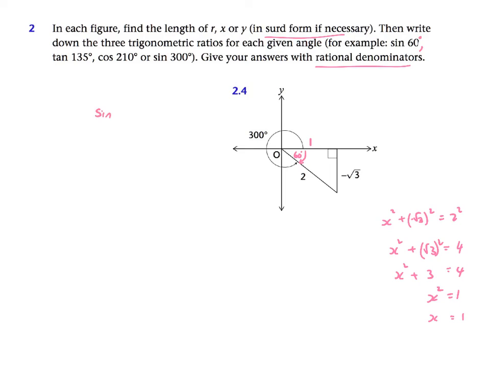So therefore sine of 60 degrees is going to equal opposite over hypotenuse, minus root 3 over 2. Cos of 60 degrees is going to equal 1 over 2. And tan of 60 degrees is then going to equal minus root 3 over 1, right? So that, of course, would be the same ratio as sine of 300. That's the same ratio of cos of 300, and that's the same ratio of tan of 300. All right.